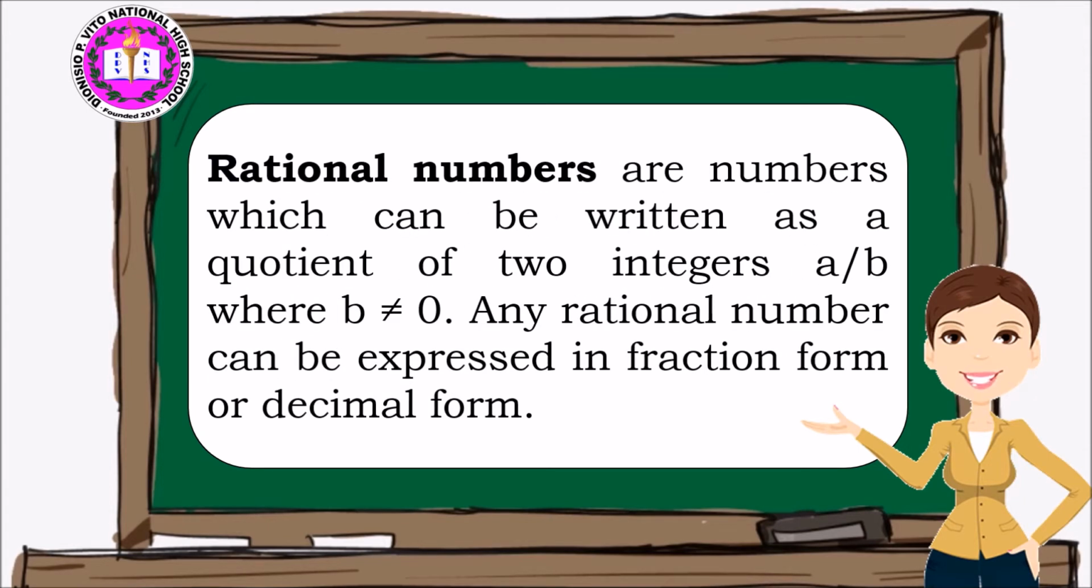Let's begin our discussion, which is rational numbers. Rational numbers are numbers which can be written as a quotient of two integers, a over b, where b is not equal to 0. Any rational number can be expressed in fraction form or decimal form.